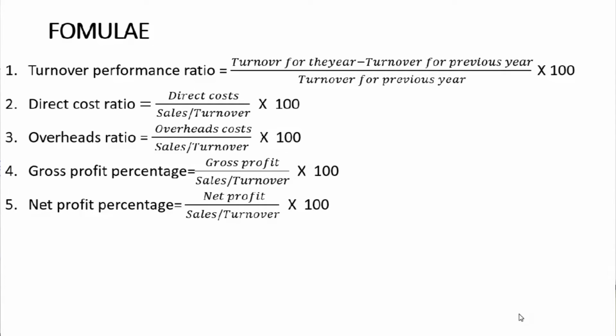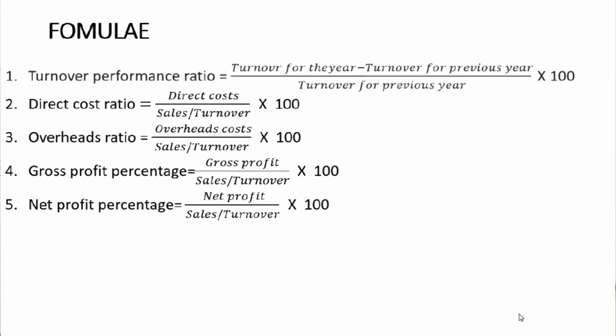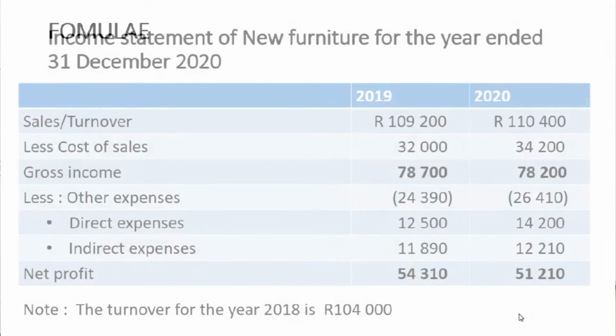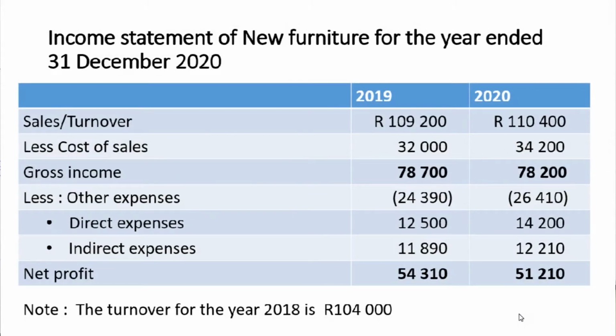That is the formula we are going to use, applying these formulas using our income and expenditure statement. Let us look at the scenario here. The scenario is the income statement of a new venture for the year ended 31st December 2020. We are going to check the performance of the business in relation to this income statement.